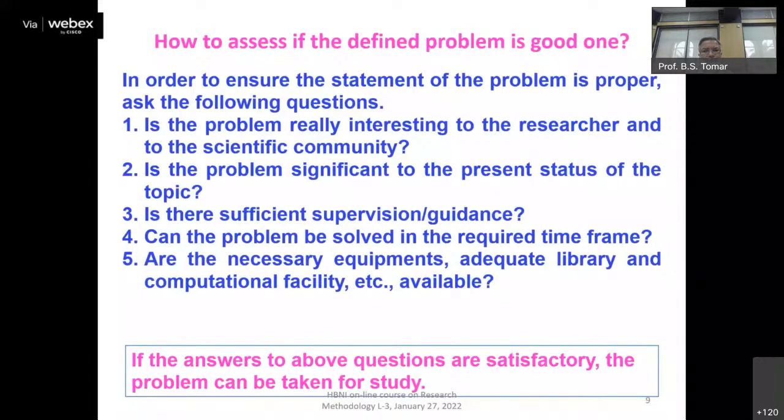And then also important is, are the necessary equipments, adequate library and computational facility available? So when you make the research design, all these come into the picture: you will need library facility, you will need computational facility, you will need these equipments. So just see whether they are available. And if the answers to our questions are yes, satisfactory, then the problem can be taken for the study. So that is the way out.